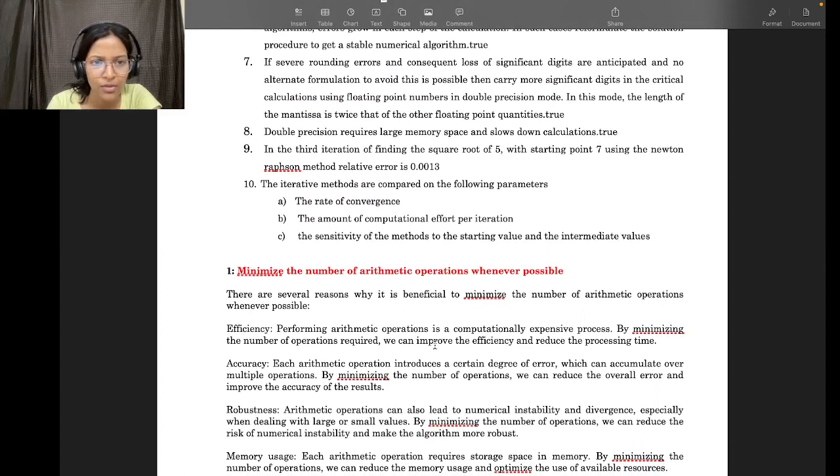Now moving forward to the 10th question, that is, the iterative methods are compared on the following parameters. Yes, this is true. They depend on the rate of convergence, the amount of computational effort per iteration, and the third one is the sensitivity of the method to the starting value and the intermediate values.